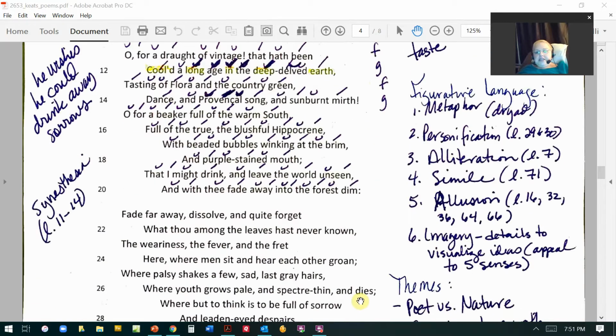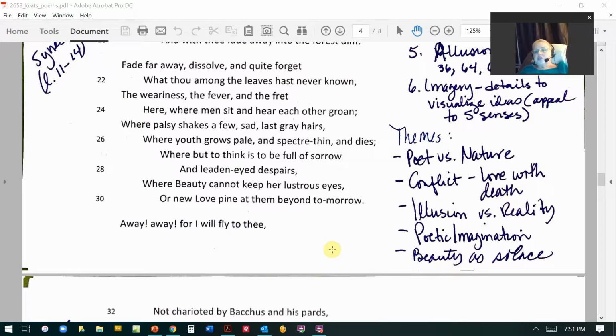Let me see. Themes, the poet versus nature. So again, we saw that with Shelley. In fact, when I gave you the Shelley lecture on Ode to a Skylark, I said compare this to Ode to a Nightingale. There's a lot of similarities, except Shelley's is a very cerebral kind of thing, whereas this one is very, very visceral. As much as the poet is leaving his body, he's still very connected to it.